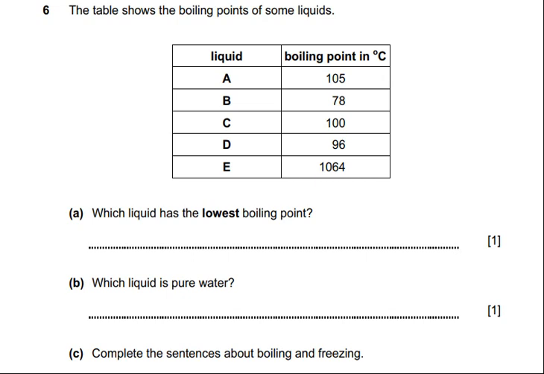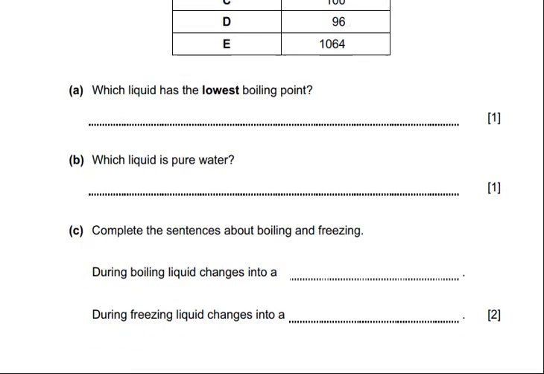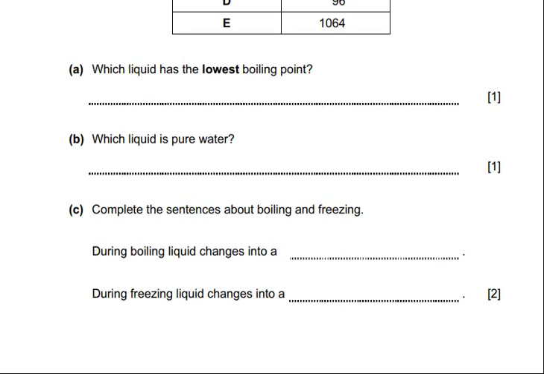Question B, which liquid is pure water? We know that the boiling point of pure water is 100 degrees Celsius, so the right answer is C. Okay, question C. Complete the sentences about boiling and freezing. So we have two sentences here. We need to complete them. During boiling, liquid changes into a gas. During freezing, liquid changes into a solid.